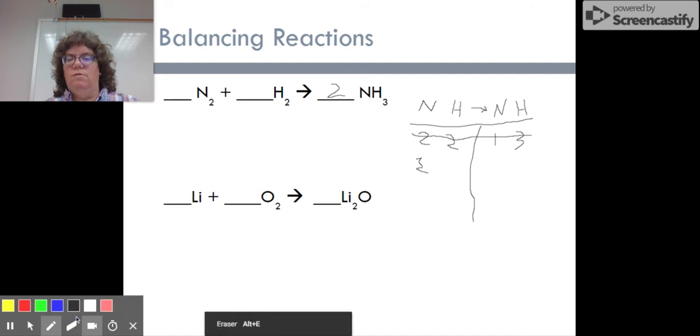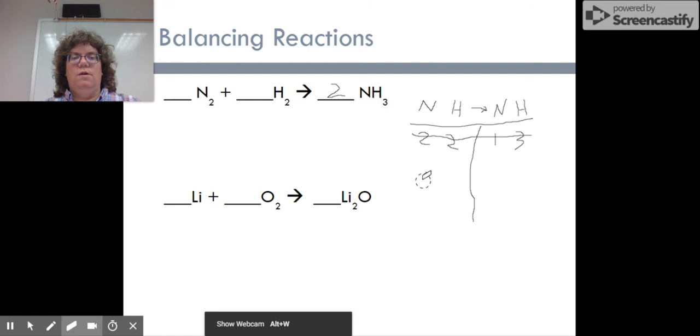Oh, that's a horrible 2. Let's redo that. No one can tell what that is. So I have 2 nitrogens. Sorry about that. 2 hydrogens, just like before.